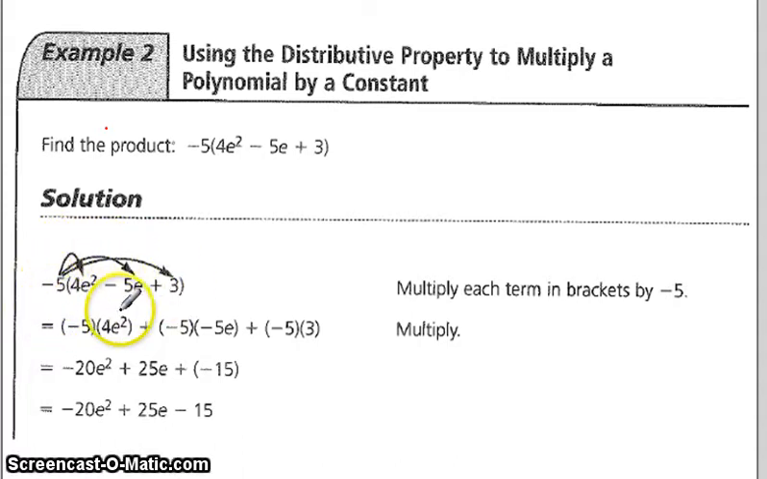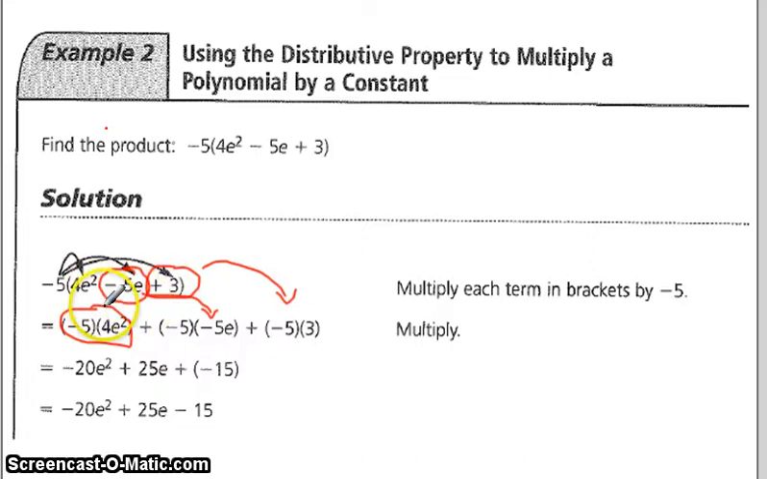Our first term here is going to be -5 multiplied by 4e squared, as you can see right here. Second term, -5 multiplied by, and remember when you take a term from a polynomial like this, you take the symbol to the left. In this case there was no symbol, so it's assumed to be multiplication. That's why they brought down the -5e. The last term is -5 multiplied by that +3.